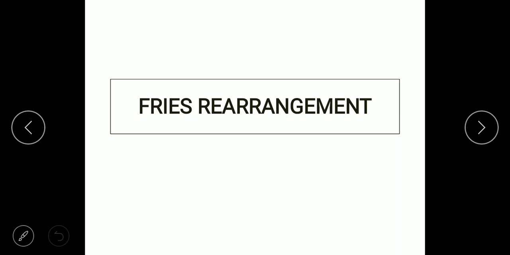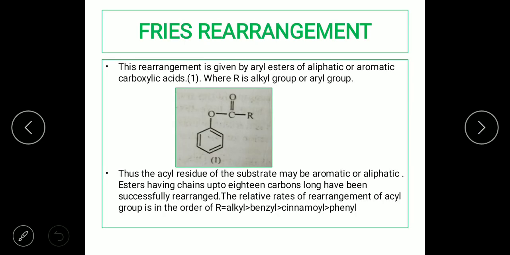Hi students, today we will learn about Fries rearrangement. This rearrangement is given by aryl esters of aliphatic or aromatic carboxylic acids. Here you can see R can be an alkyl group or an aryl group. Thus, the acyl residue of the substrate may be aromatic or aliphatic. Esters having chains up to 18 carbons long have been successfully rearranged.